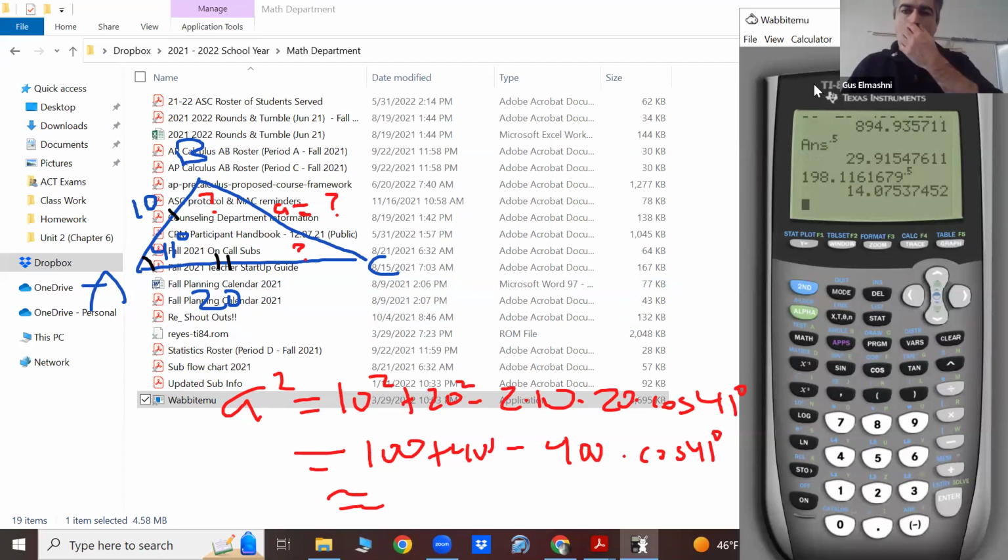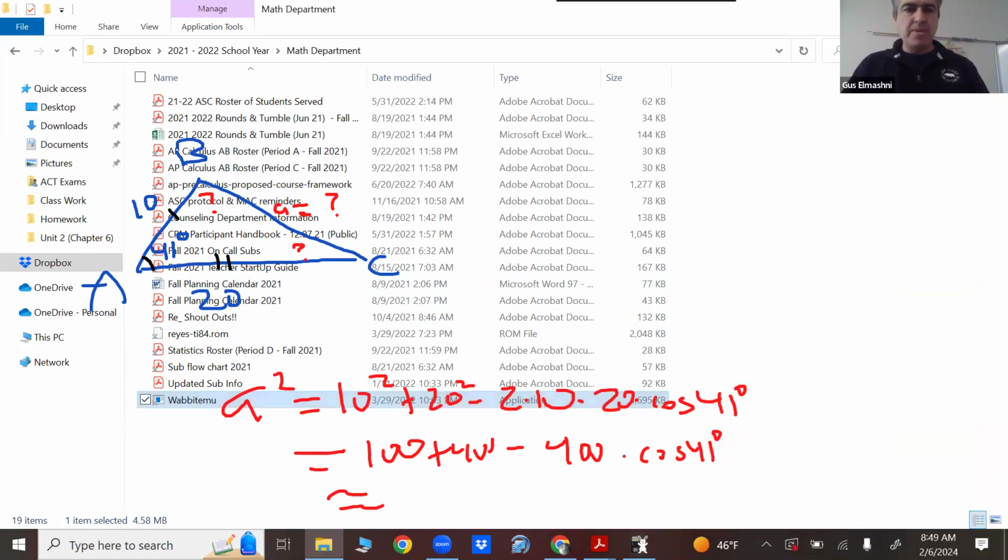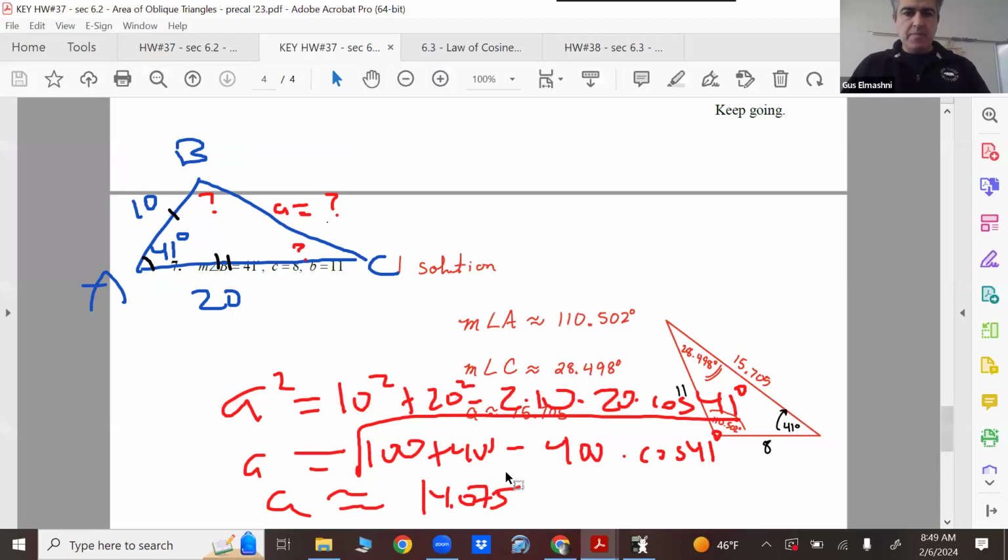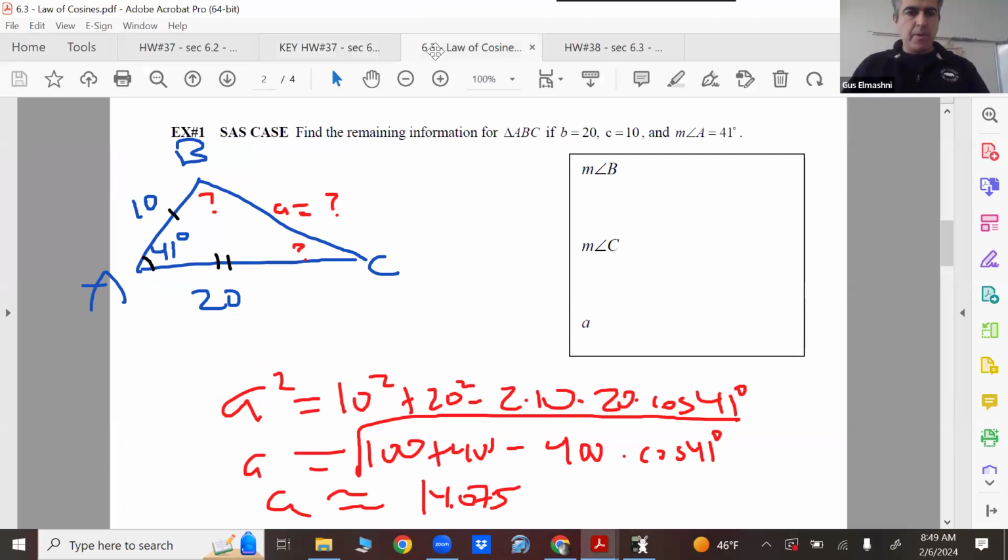In terms of rounding, let's go 3 decimal places, so we'll do 14.075, just to be a little more precise. And actually, a would be the square root of all that junk. So 14.075. Okay, cool. I think we're good there.